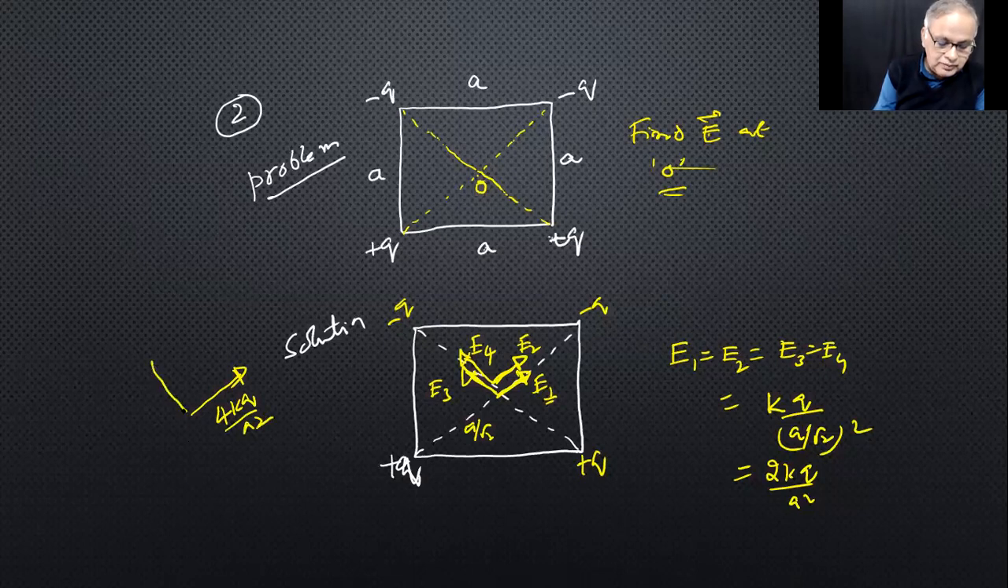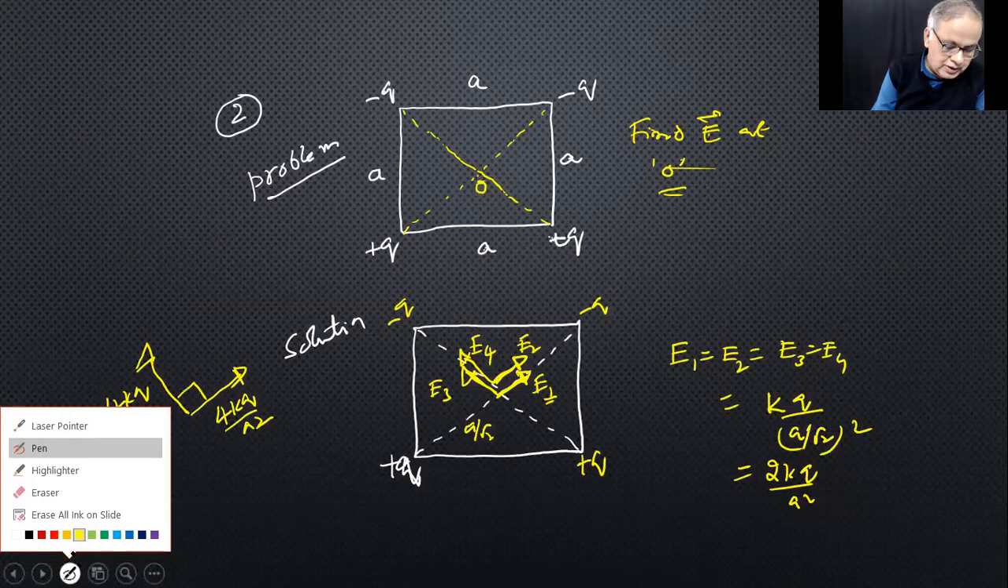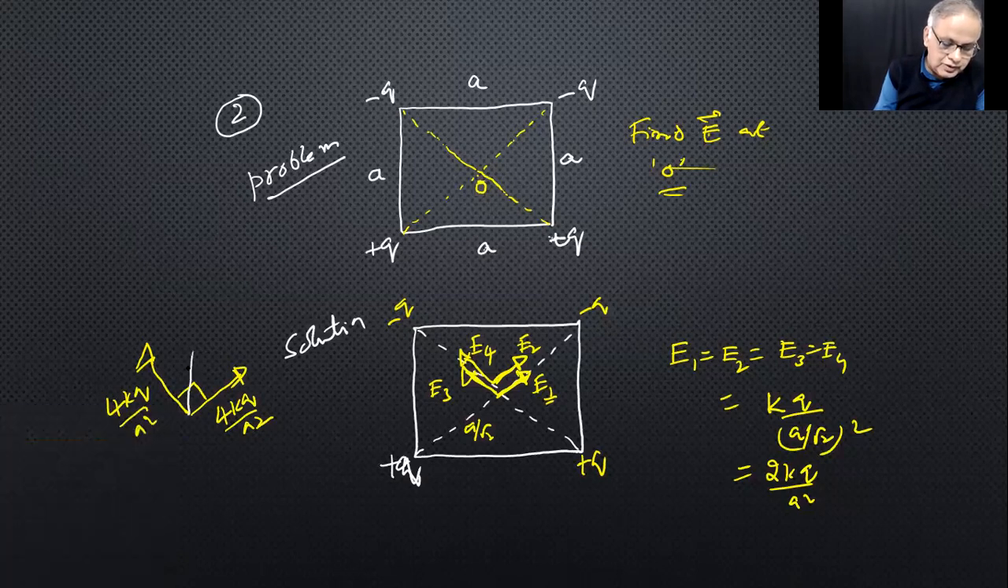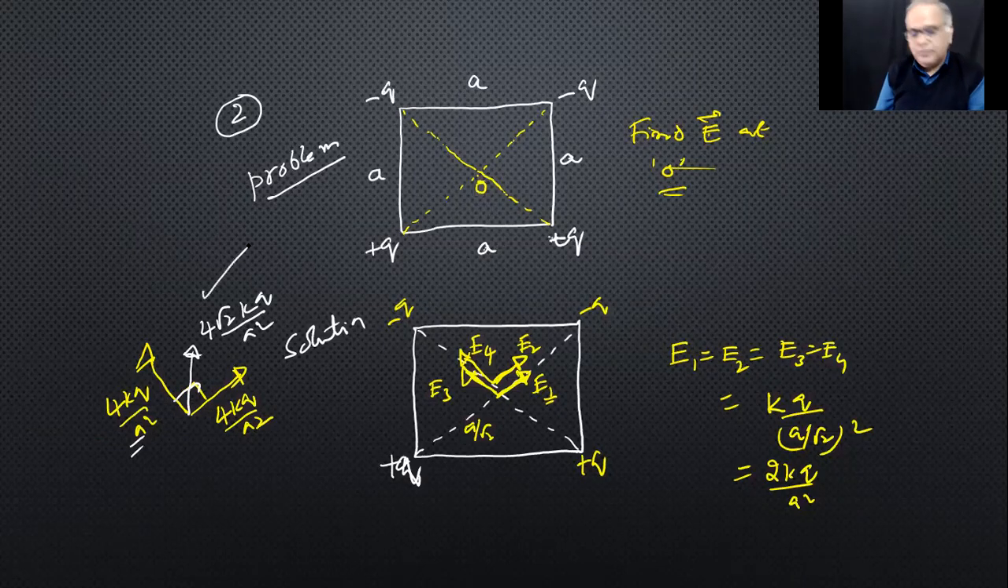Similarly, this side also 4kq by a square. So the angle is 90. Therefore, the resultant is this way, and 4 root 2 kq by a square. K is 1 by 4 pi epsilon 0. This is 90 degrees, that's why, with equal magnitudes, P square plus Q square plus 2PQ cos 90, cosine rule again. So this is the direction of the field, and this is the magnitude of the field.